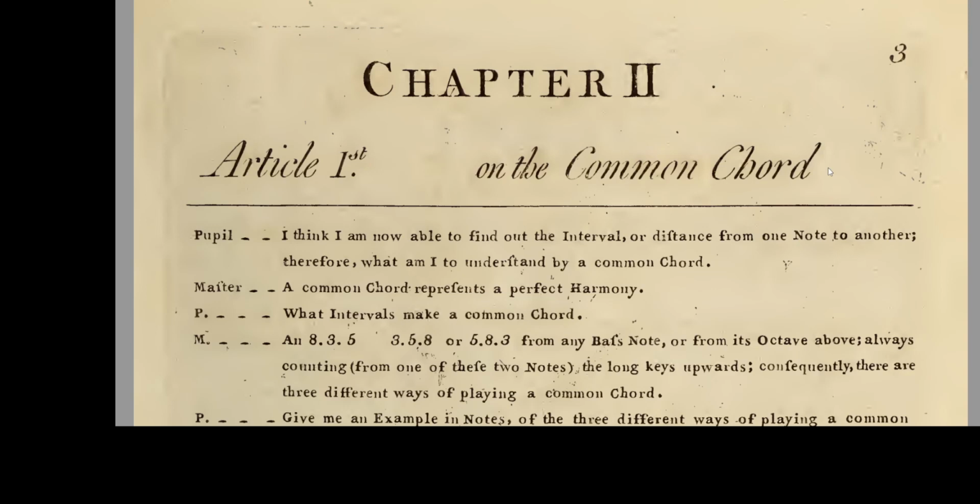Which is of course why Miller taught intervals at the first lesson, because without knowing intervals you can't know how to construct a chord. So the master: an 8-3-5, a 3-5-8, or a 5-8-3 from any bass note or from its octave above, always counting from one of these two notes the long keys upwards. Consequently, there are 3 different ways of playing a common chord.